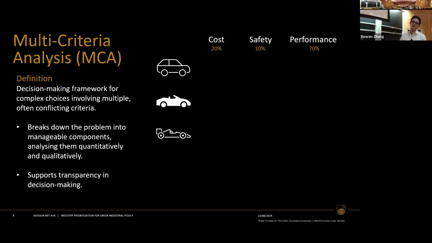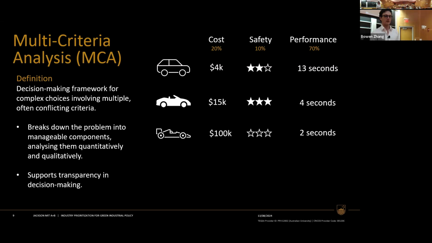We're trying to pick a car. We've got three options there: a family car, a sports car, and a Formula One car. You come up with your criteria of what you think is important for a car. You can ignore the priority weights at the top for the time being. From there, you'd be collecting your data values on each of the criteria.